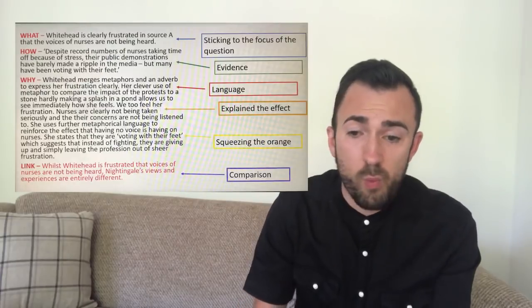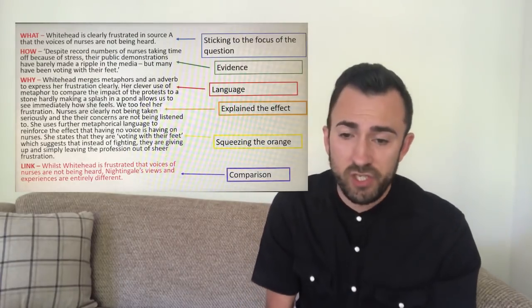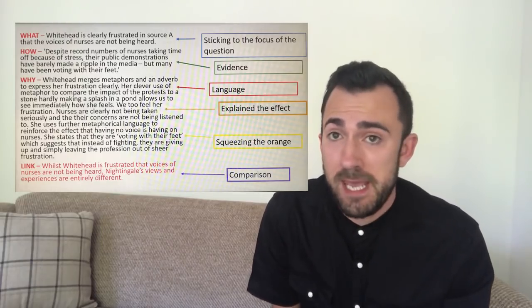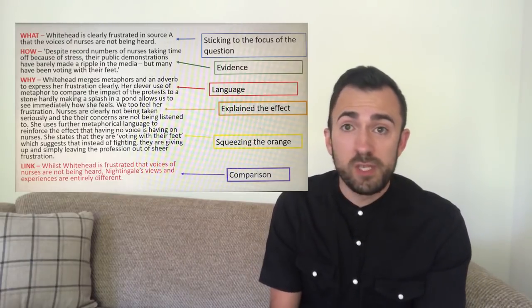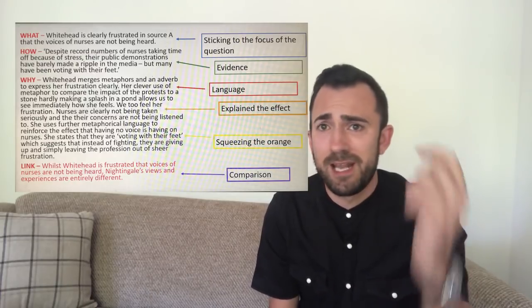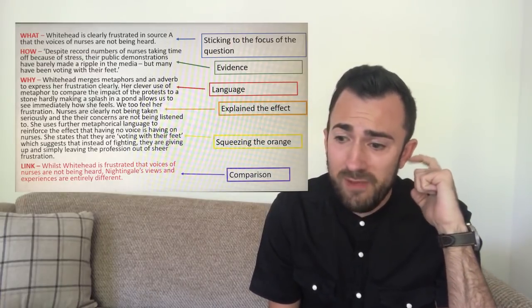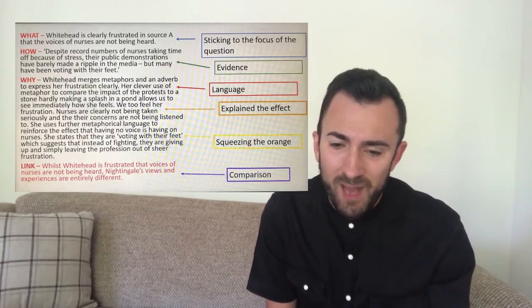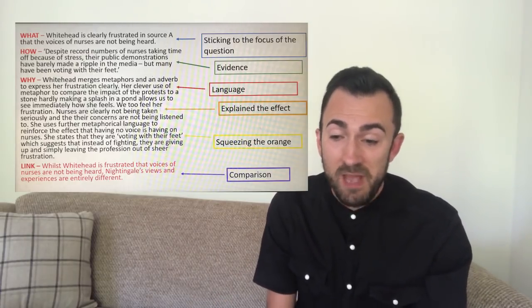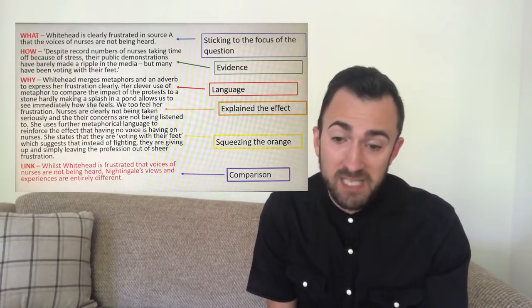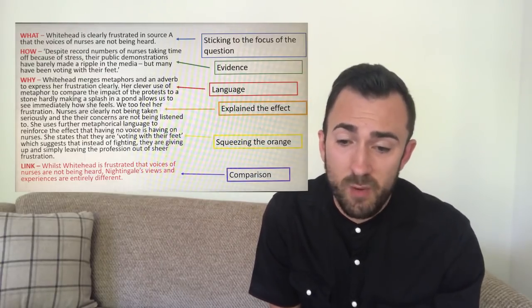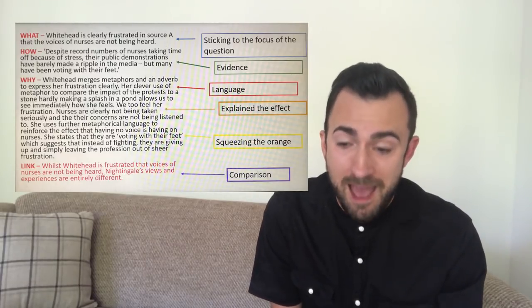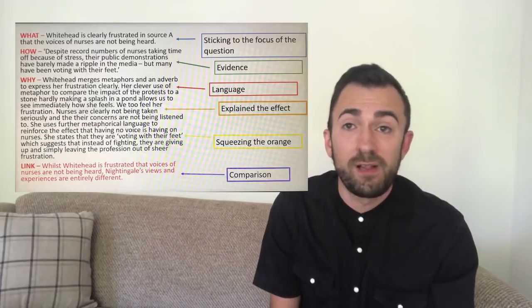You'll notice my point, my what, sticks to the focus of the question. Whitehead is clearly frustrated in source A that the voices of nurses are not being heard. I've then followed it up with the quotes that we've already looked at, so I won't insult your intelligence by reading it. The why part is where we get into the language and the effect. So Whitehead merges metaphors and an adverb to express her frustration clearly. Her clever use of metaphor to compare the impact of the protests to a stone hardly making a splash in a pond allows us to see immediately how she feels. We too feel her frustration.